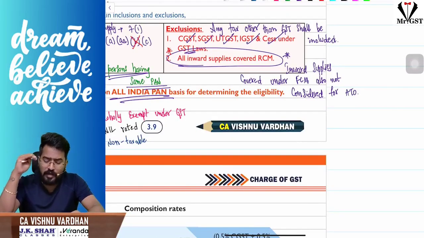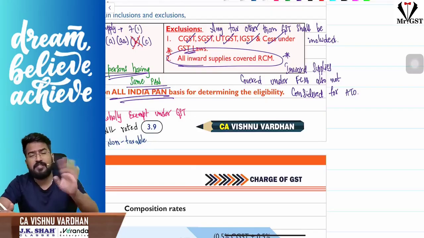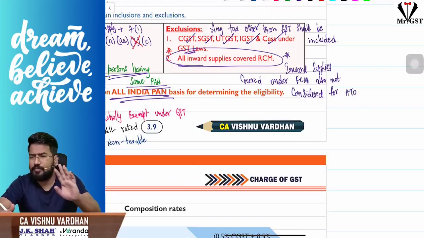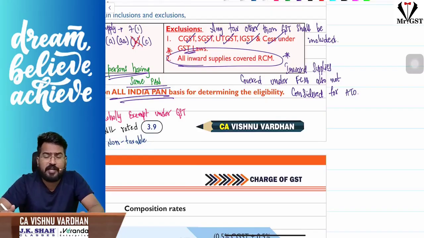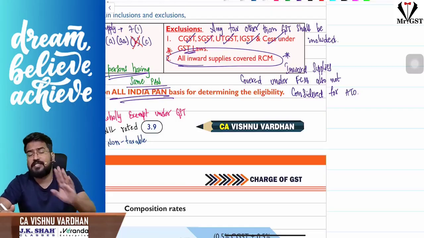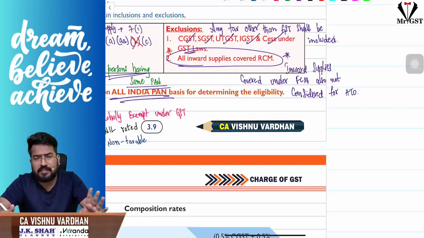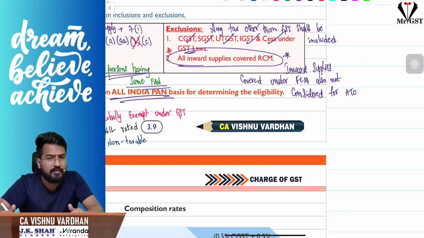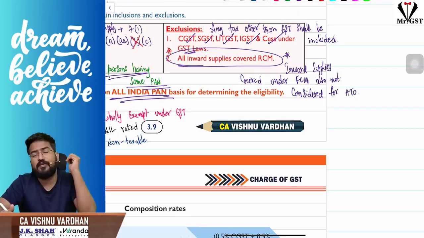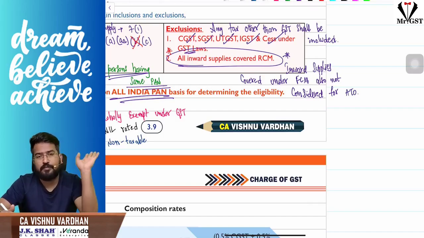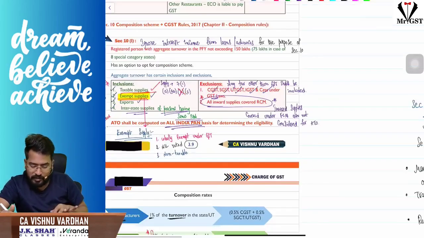Okay. Then, all inward supplies covered under RCM. That means inward supplies covered under RCM, sir? Yes, you are paying GST on them. You need not add them in your turnover because it is not your sale. I told you, aggregate turnover, the simple logic is it is your sale, it is not your purchase. Sir, can I add my inward supplies covered under forward charge in my aggregate turnover? Inward supplies are your purchase, it will never be your turnover. Clear? So aggregate turnover means only sales, not purchases. Okay, so that way you calculate the aggregate turnover.